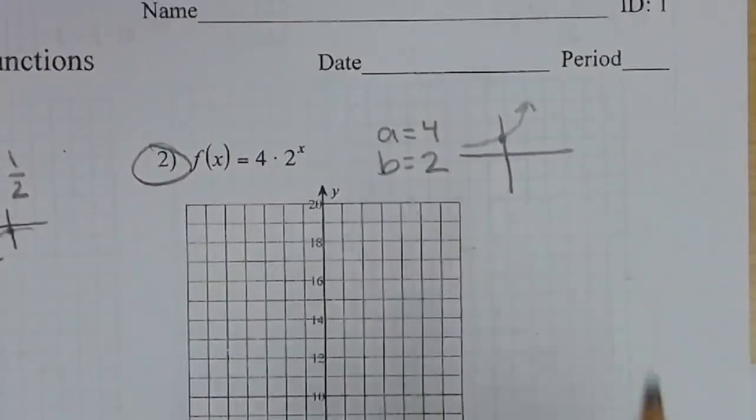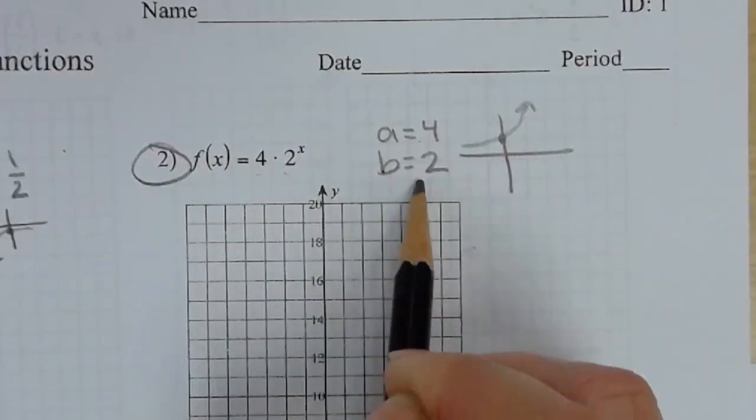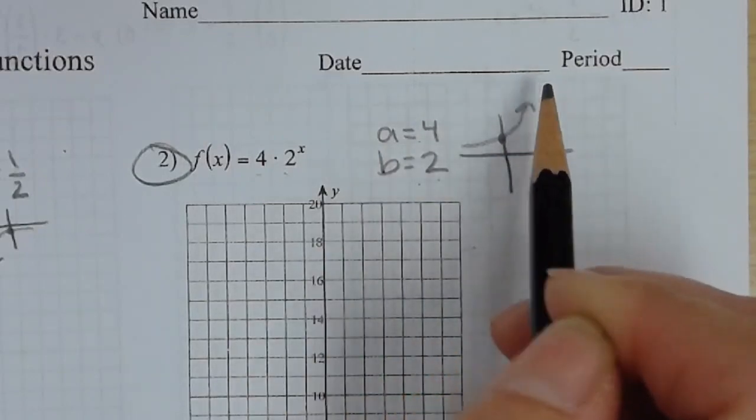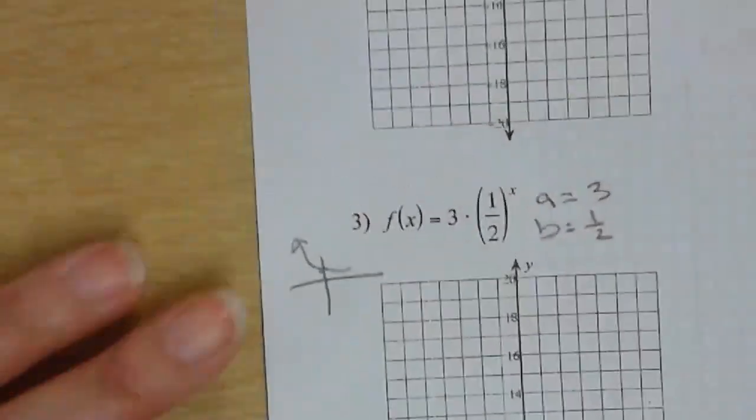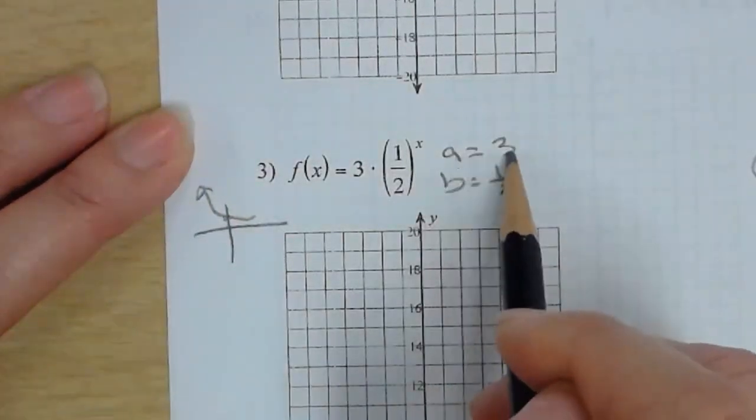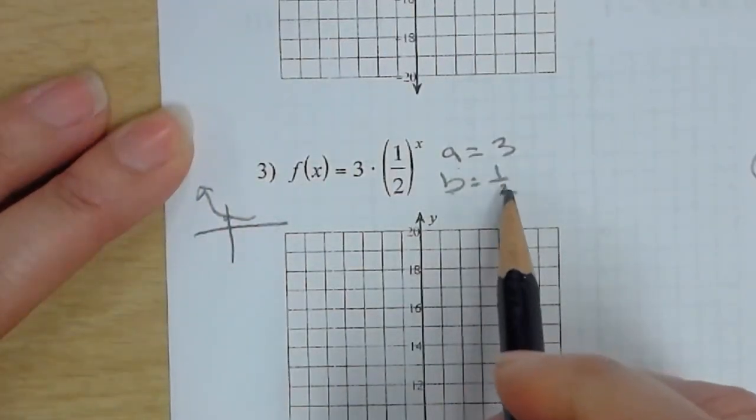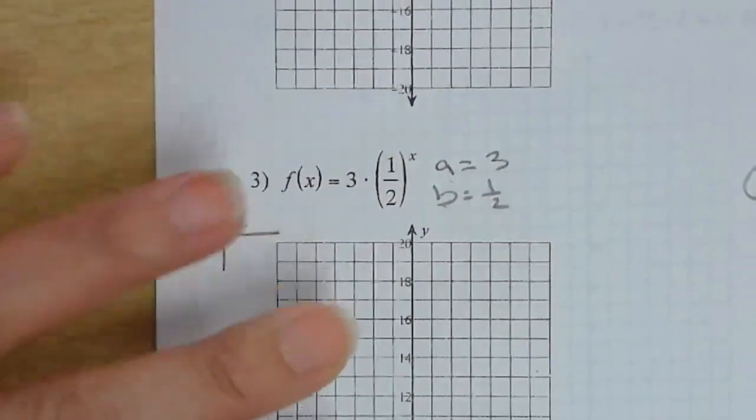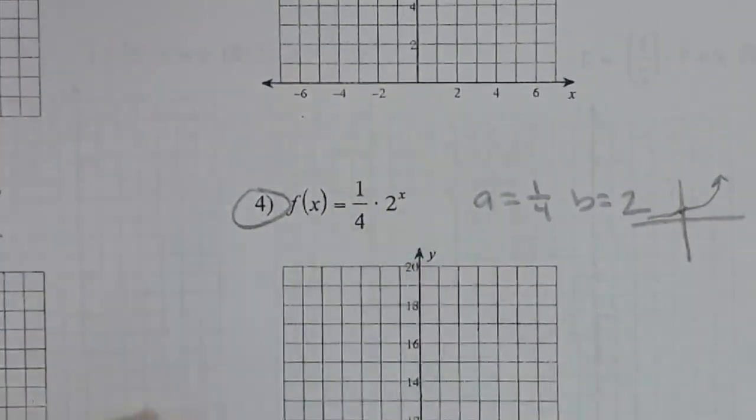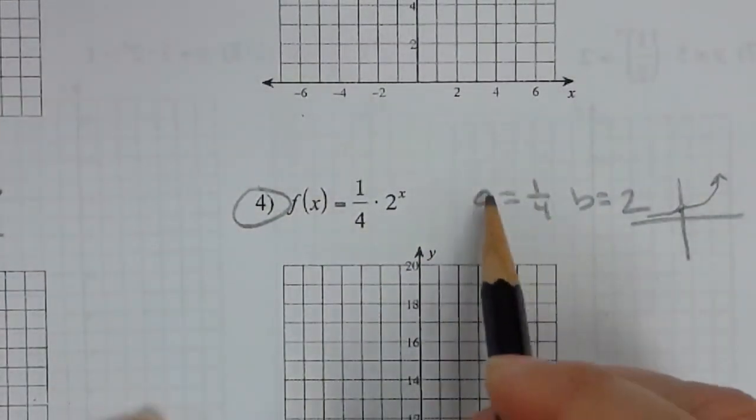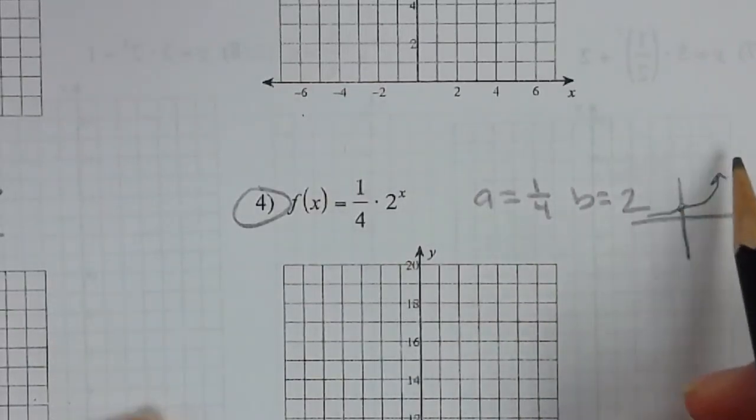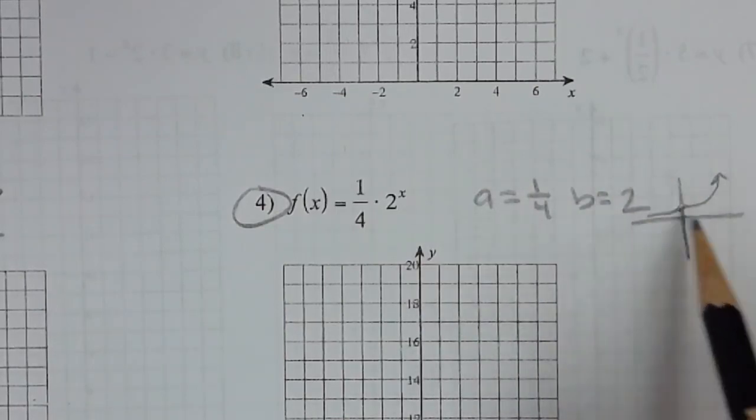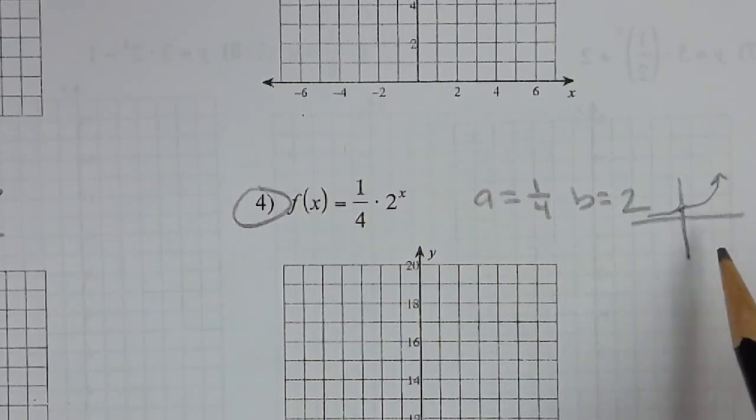Let's look at number 2. A is 4, B is 2. Since B is greater than 1, it goes to the right. Since A is positive, it's going up. So it looks something like that. Number 3. A is 3, B is a half. Since a half is less than 1, it's going to be facing to the left. And since A is positive, it's going to be moving up. And last one here, A is 1/4, which is positive. It's going to be facing up. B is greater than 1, so it's going to be facing to the right. So doing this on the side as a quick check gives you an idea to make sure that you're doing your math right, that your graph looks like what it should look like.